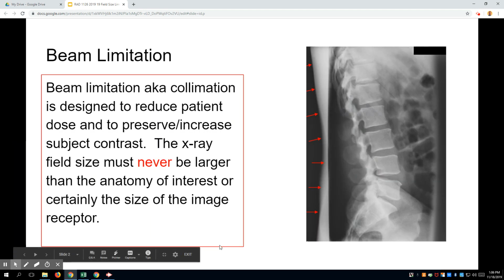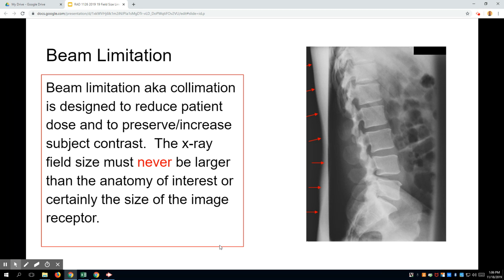So why are we doing this? Like you said, mostly to get rid of dose, right? If you're exposing less skin to the beam, then dose is just going to go down. It's pretty much as simple as that. Some guidelines that kind of make sense, but it's nice to see it in writing sometimes. X-ray field size should never be larger than the anatomy of interest, right? Hand X-ray doesn't mean hand, wrist, and part of the forearm. If it's hand, it's hand.